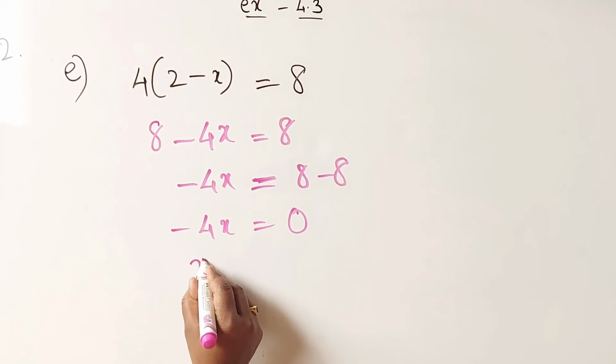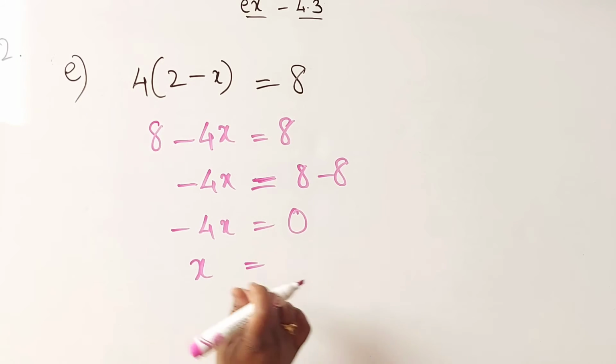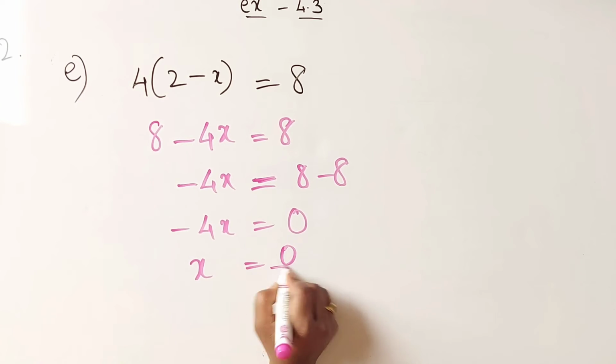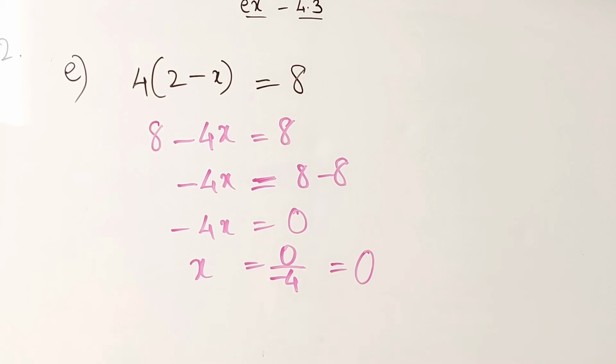Now we want the x value only. So keep this x and send this minus 4 to the right hand side. Now it is multiplying. When you are sending to the right hand side, it will divide, 0 by minus 4. 0 by any value gives 0 only. So the x value is 0 here.